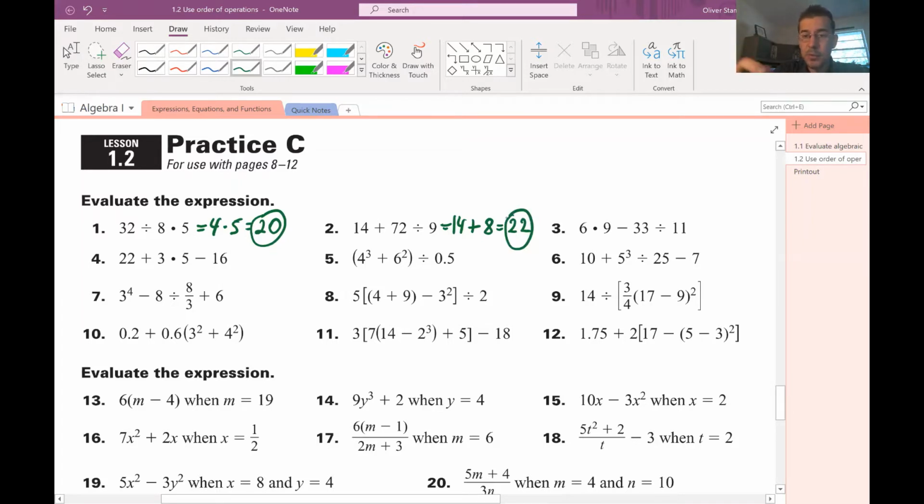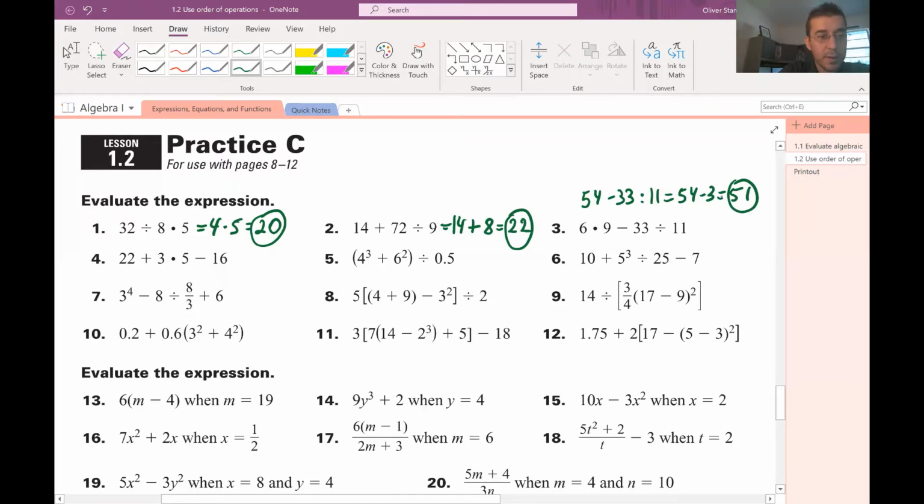Number 3, we're going to do multiplication first, then division, then subtraction. So 6 times 9 is 54. So we do 54 minus 33 divided by 11. Now we're going to do division first. So 33 divided by 11 is 3. So this becomes 51. Okay.